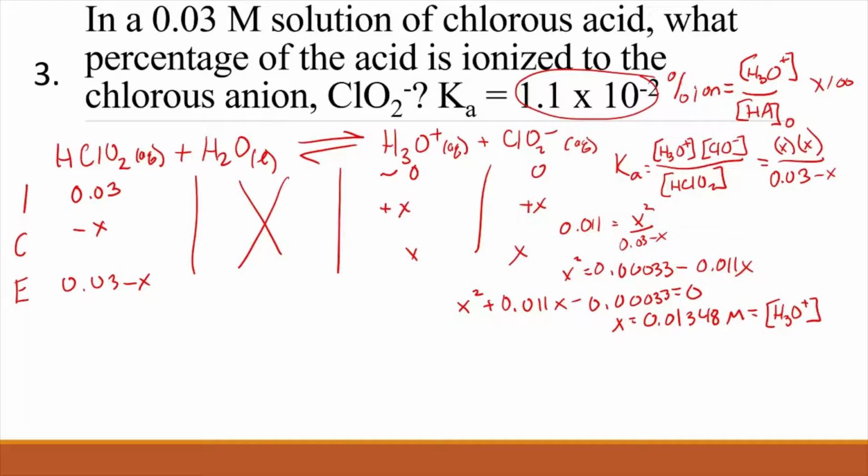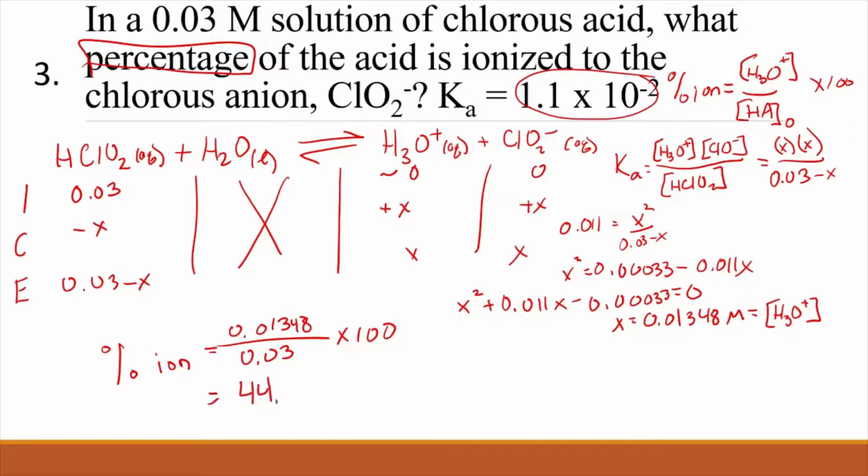But we are not done yet. The question wants percent, and we want ionization percent. So now we need to go back to that original equation. Percent ionization is equal to the concentration of H3O, which is 0.01348, divided by the original concentration of acid, 0.03, times 100, and this gets 44.9%.